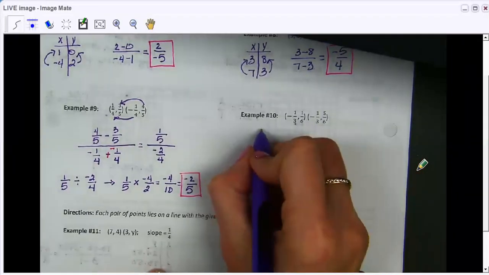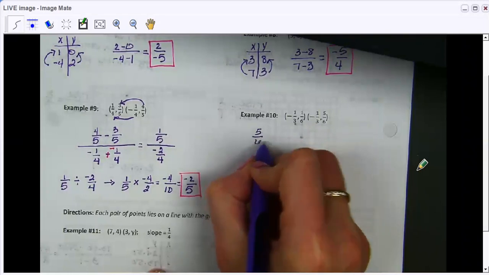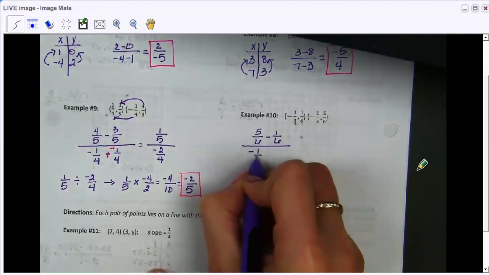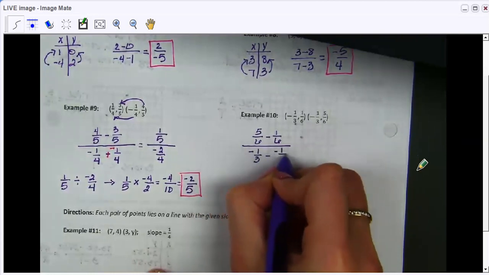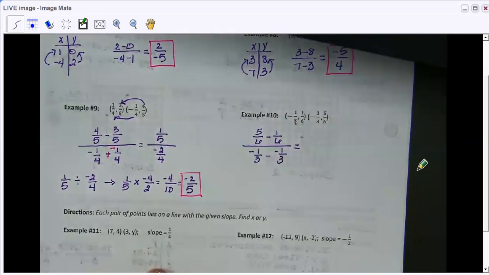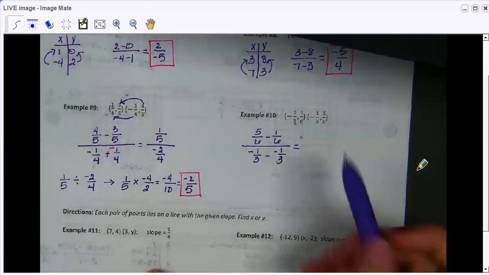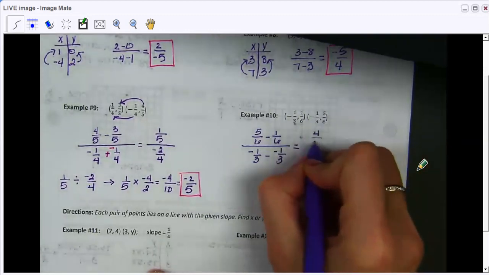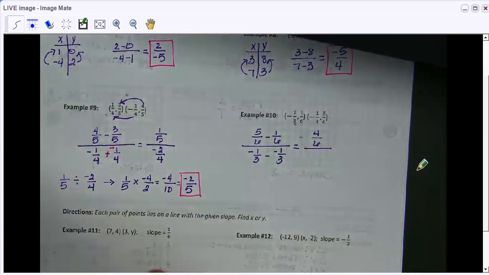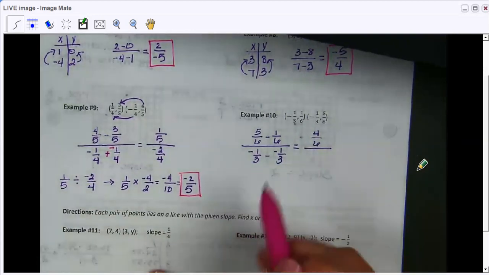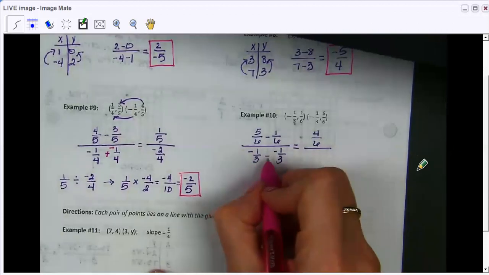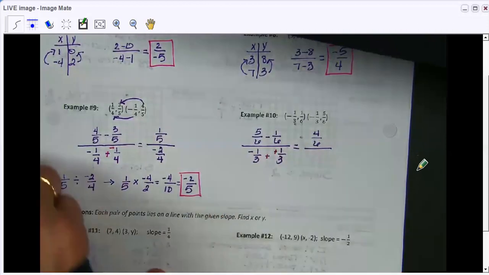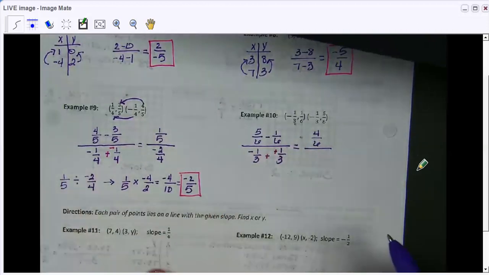Okay, I'm gonna start setting this up. Okay, so here it is set up. Now 5/6 minus 1/6 is pretty easy. We just get 4/6. Then we have negative 1/3 minus a negative 1/3. Remember, when I have subtraction, I want to change it to adding the opposite. So if I change this to add the opposite of negative 1/3 is positive 1/3, I have a negative 1/3 plus 1/3, which gives me what?